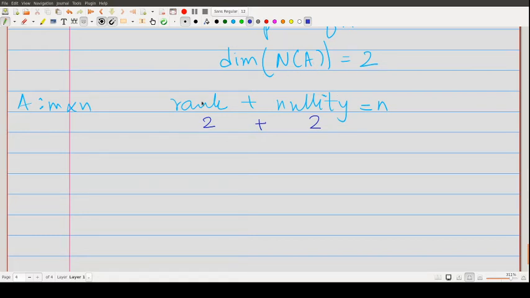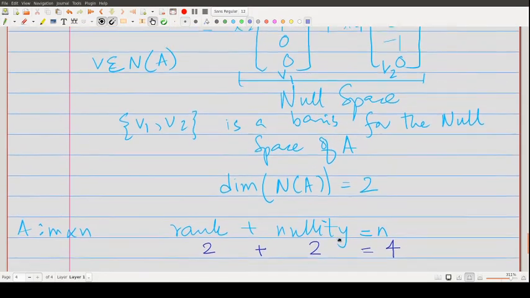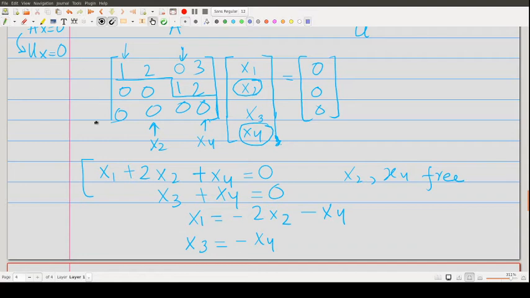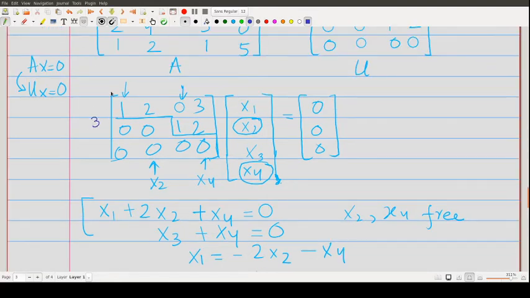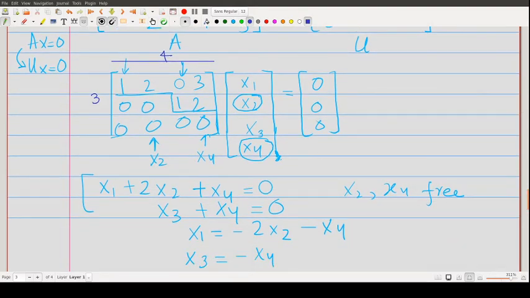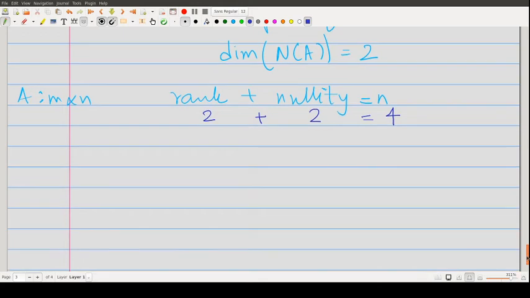So these were the dimensions: the row space is 2, the nullity is 2, and this equals 4, where notice that the matrix I was dealing with was a 3 by 4 matrix. So rank plus nullity should equal 4, and indeed that's true: the dimension of the rank and the dimension of the nullity add up to 4.